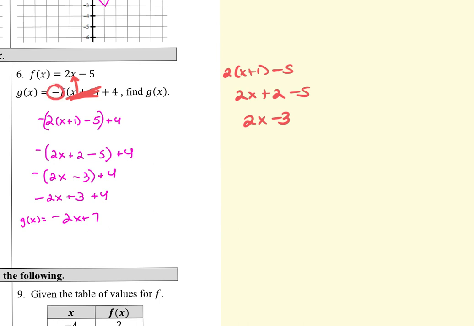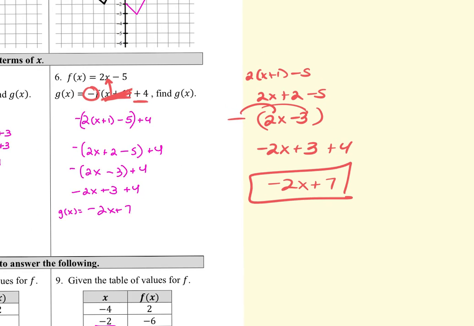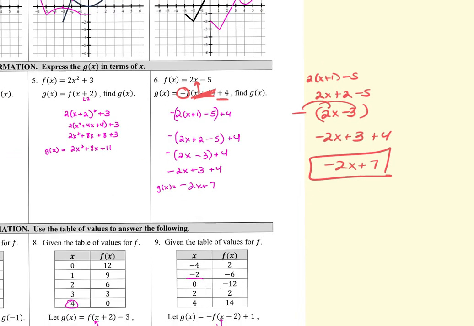Then the negative on the front says change all these signs. So negative 2x plus 3. And then the very last thing at the end, add the 4. I got the 2x part.